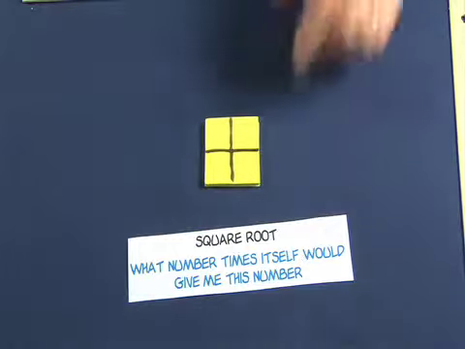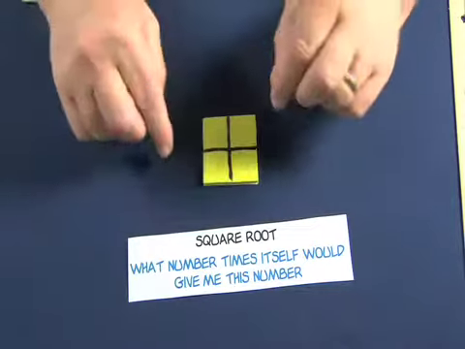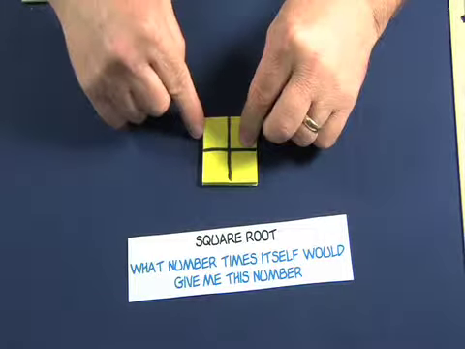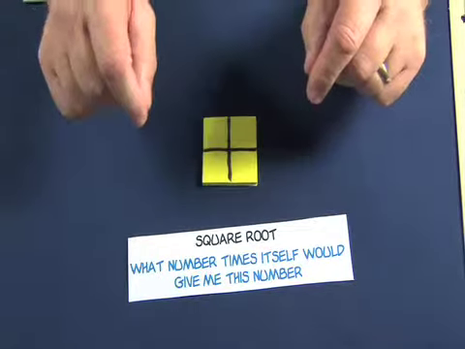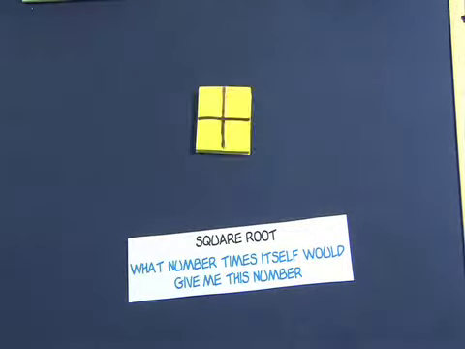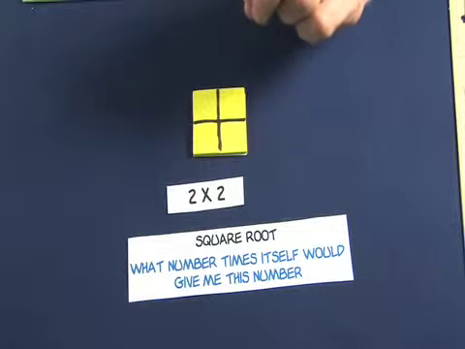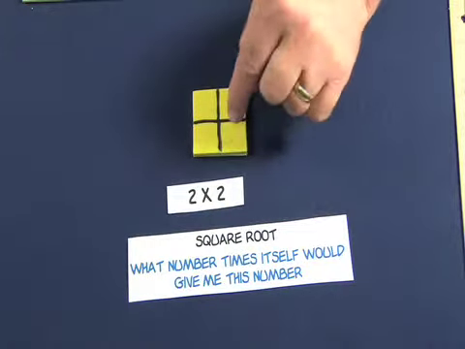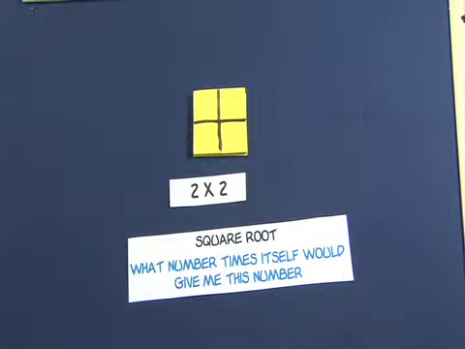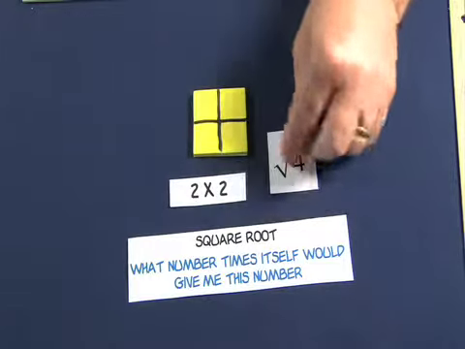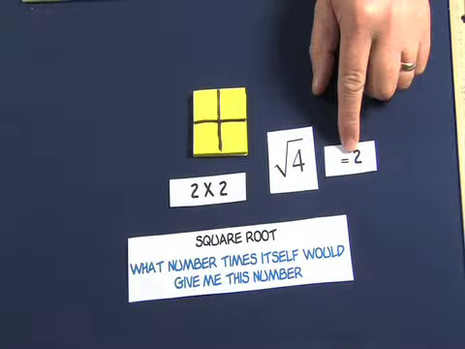Let's use a square as an example. A square has equal sides. We have 2 units on top, 2 units on this side, and 2 units across the bottom. When we multiply 2 times 2, we get 1, 2, 3, 4 units. What number times itself gives us 4? 2 times 2. So the square root of 4 is 2.